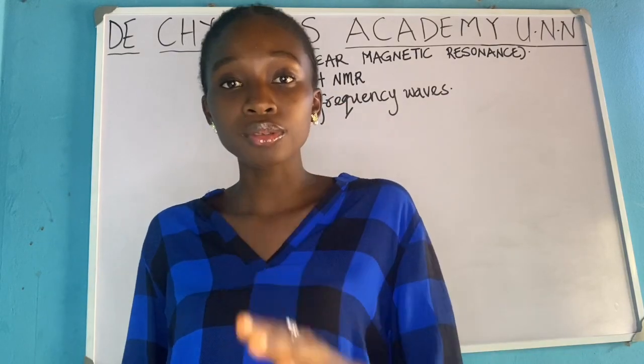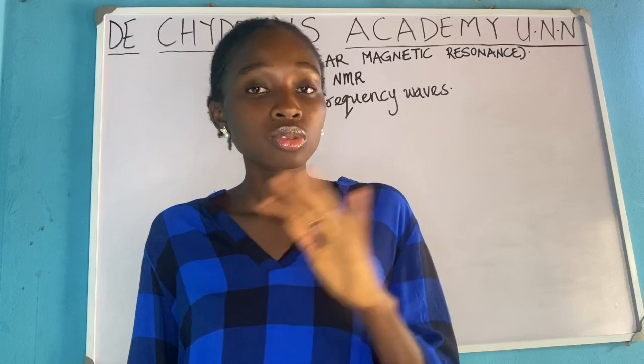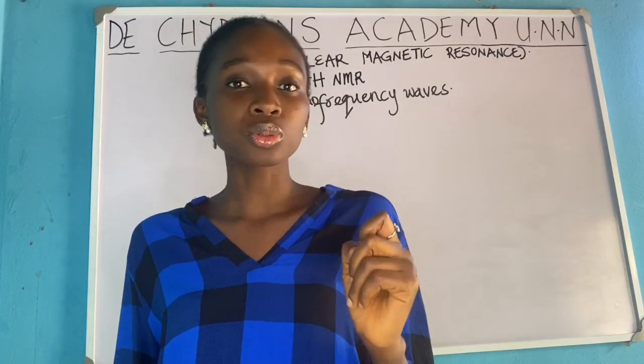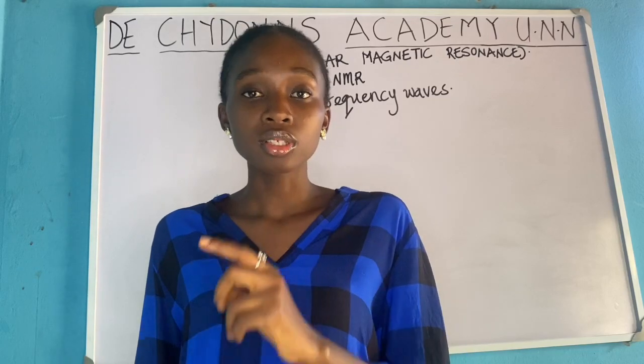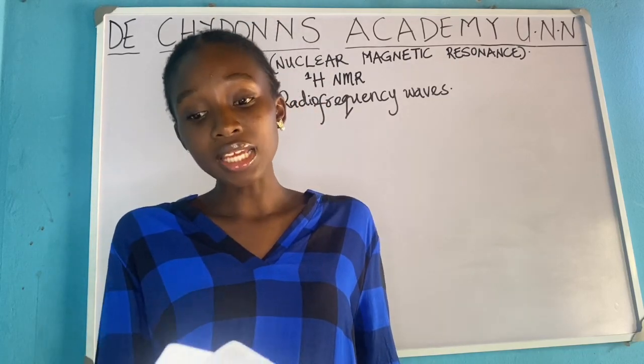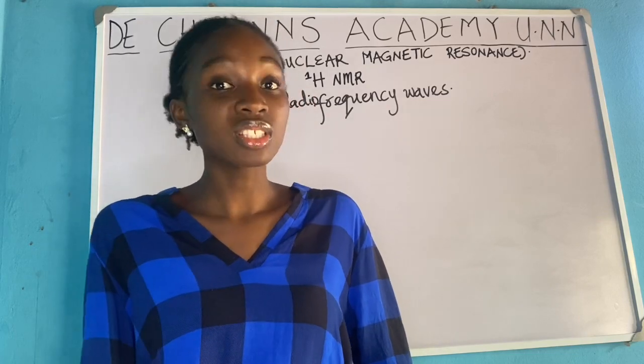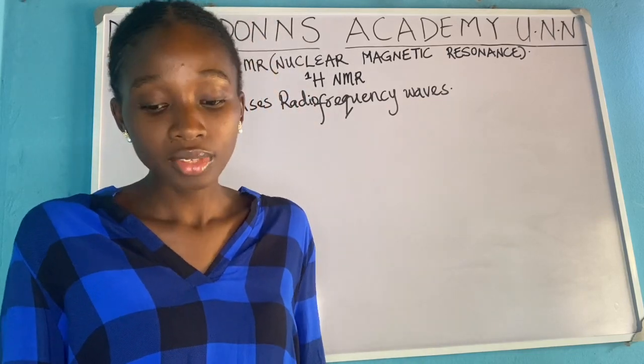So if you have 0 as a spin quantum number, you cannot take part in NMR. If any molecule or any nuclei has 0 as a spin quantum number, it cannot take part in NMR. If it had a negative fraction, it shouldn't be able to take part in NMR. But if it has a positive integer, it should be able to take part in NMR.